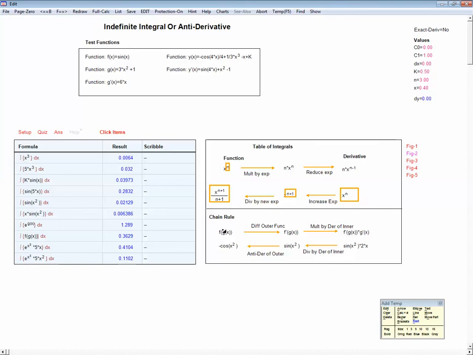Suppose we have a composition of functions, a chain rule situation. We know how to differentiate that. We first differentiate the outer function, that's f in this case, that's f prime, and we evaluate it at the inner function. Then we multiply by the derivative of the inner function. So that gives us this g prime of x stuck on the end there.